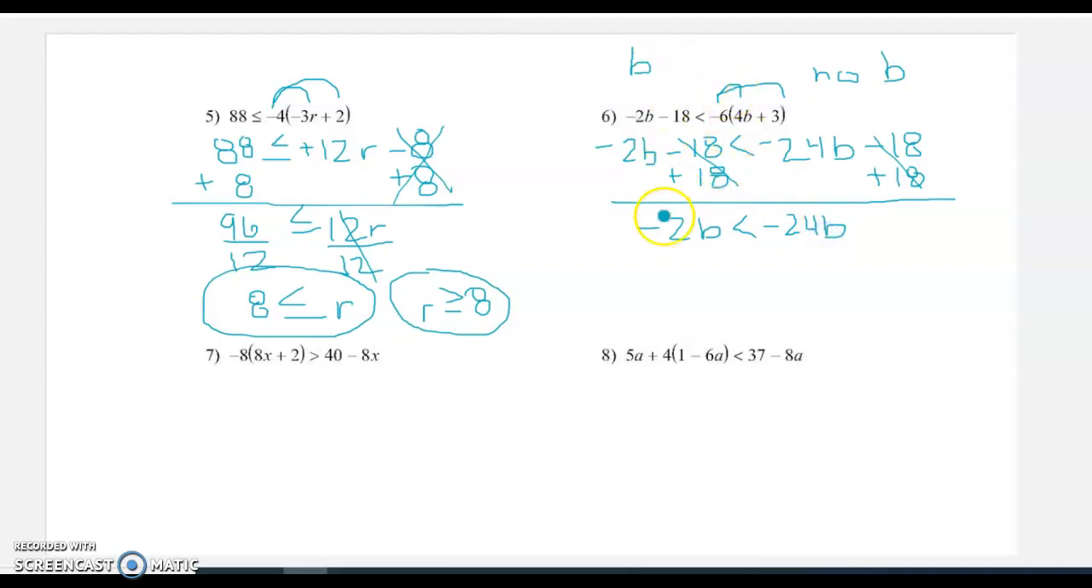So now on the left, we just have b's, but on the right, on the no b side, we have a negative 24b. So I'd have to add that 24b to the other side. So negative 2b plus 24b is 22b. We're less than, currently we have absolutely nothing on the right, so 0. So then when I go ahead and divide the 0 by 22, 0 divided by 22 is 0. So I get b is less than 0.